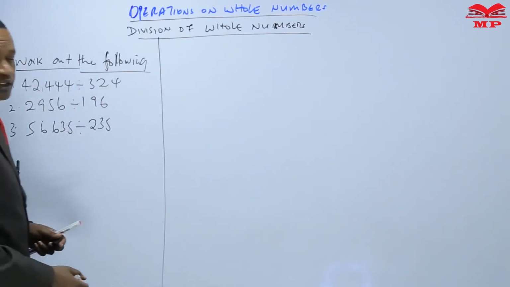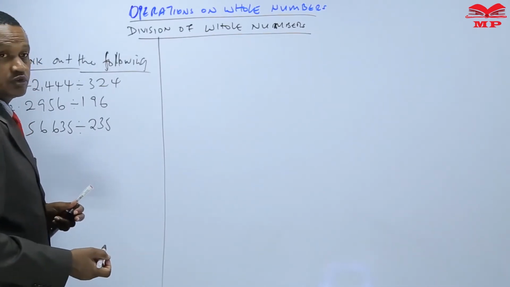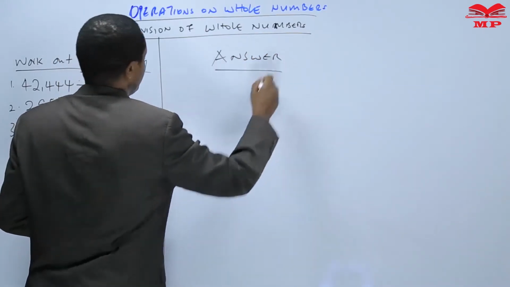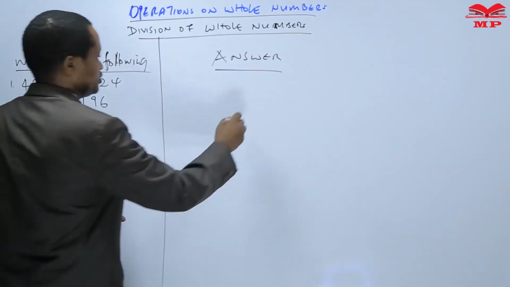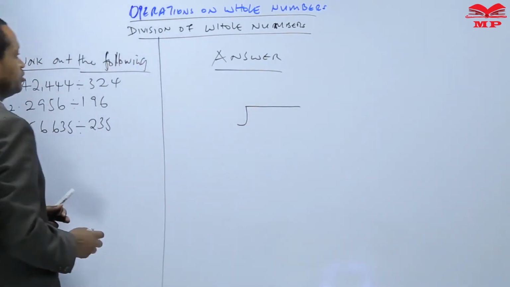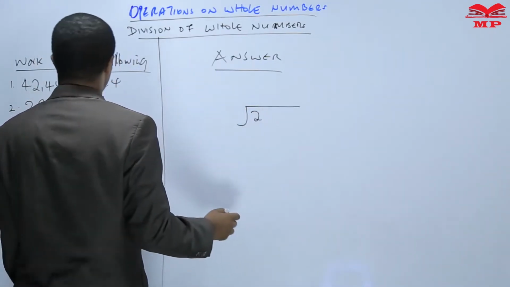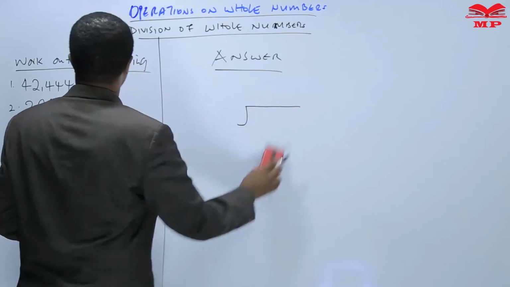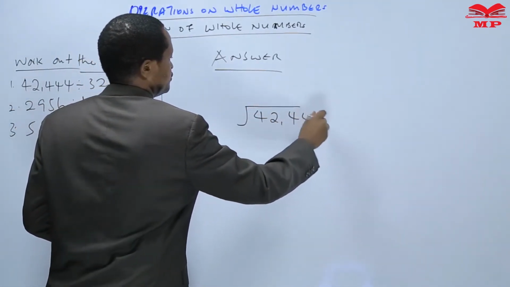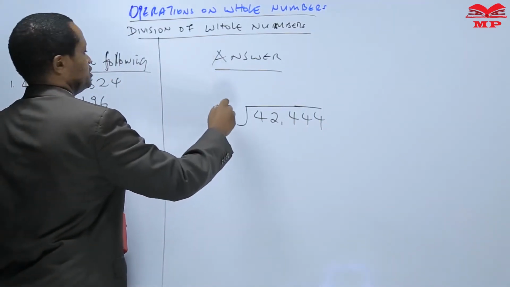So let's revise together, learners. Make sure you have your exercise book plus a pen. We work out together the following. So we need to divide. This is the division symbol. We write 42,444 divided by 324.